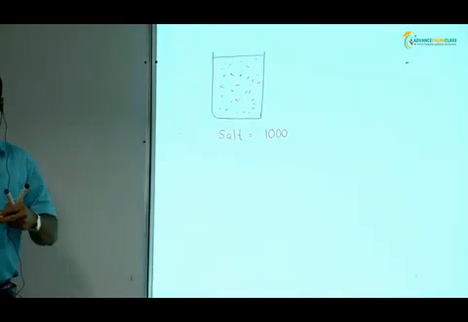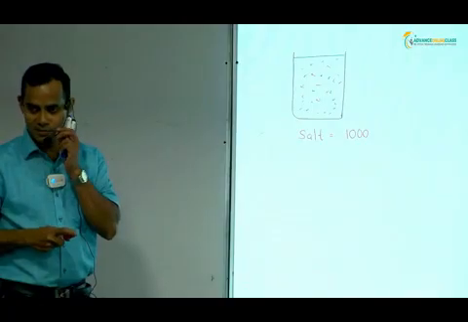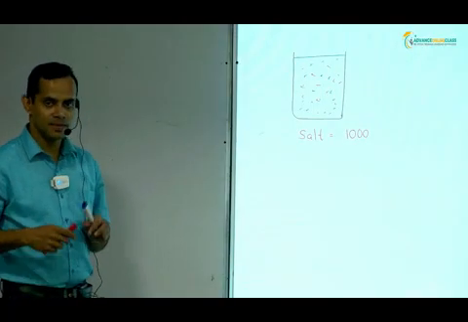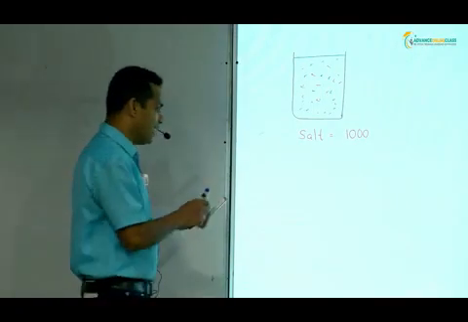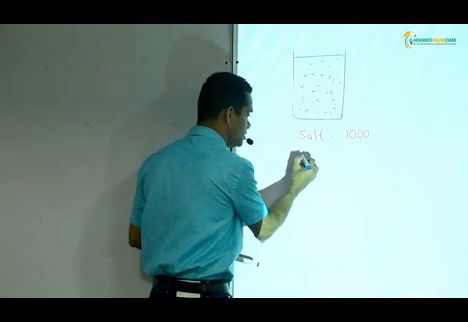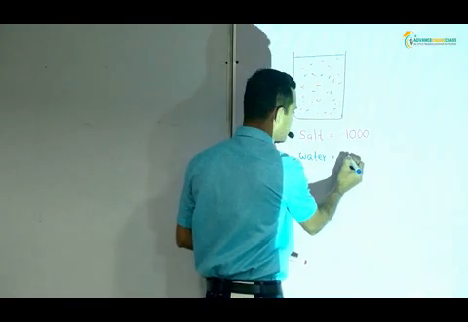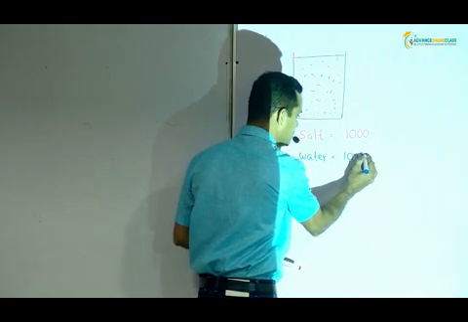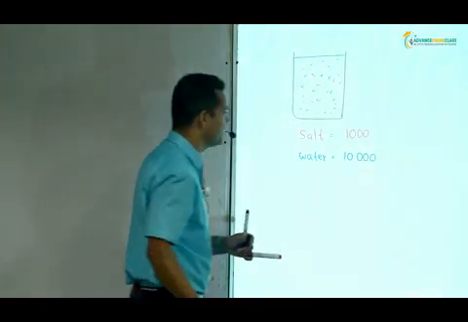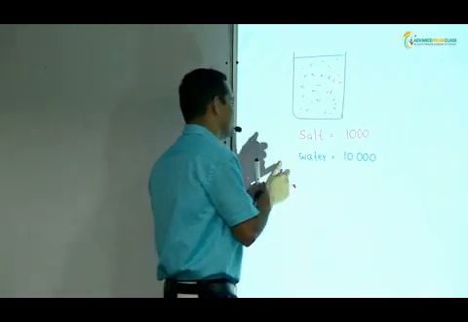Salt. I can't say molecules. Salt is an ionic compound, no? So I can't say 1000 molecules. Say 1000 units are there, and 10,000 here. We heat this one.